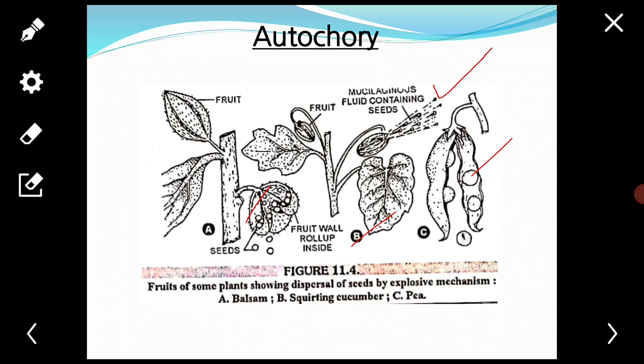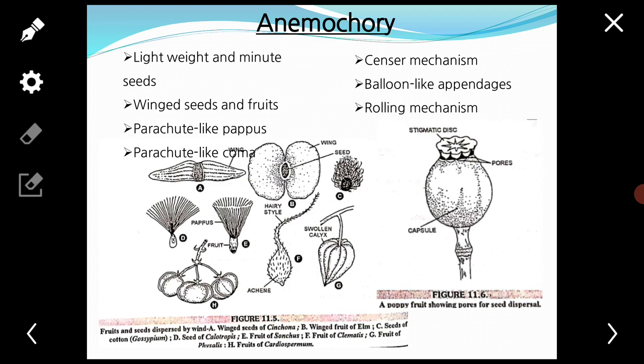Next, anemochory. The dispersal of fruits and seeds through the agency of the wind or air current is called anemochory. The anemochorous plants usually possess a number of adaptive features for the dispersal.